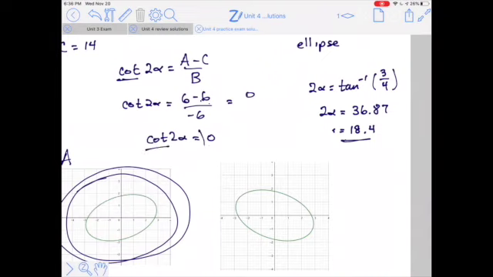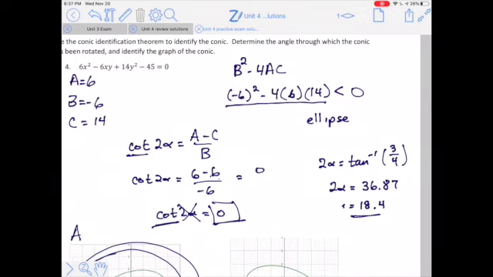In order for cotangent to equal 0, it doesn't matter what this is. Knowing that cotangent is cosine over sine, what has to be 0 if cotangent equals 0? Cosine has to be 0. Think around the unit circle. Where is cosine equal to 0? At 90 and 270.